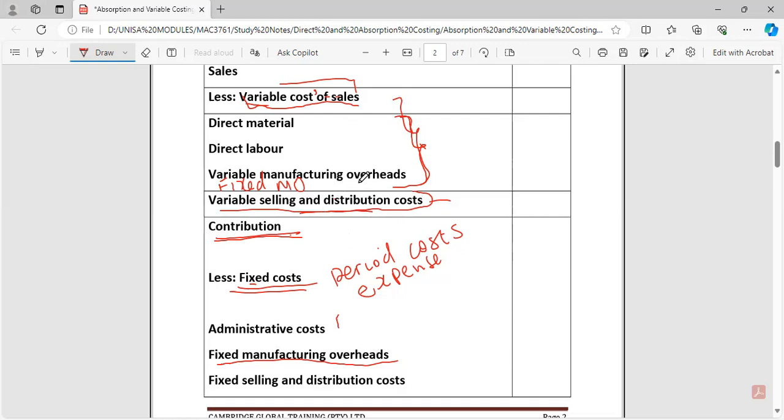Because in absorption costing, we only focus on manufacturing cost, whether fixed or variable. So which means this variable selling and distribution cost will now go down under non-manufacturing cost. So that's when you are using the absorption costing. But for the direct costing, just know that here you are going to have variables. All variable costs are going to come here. Then here we have fixed costs. That's your direct costing.